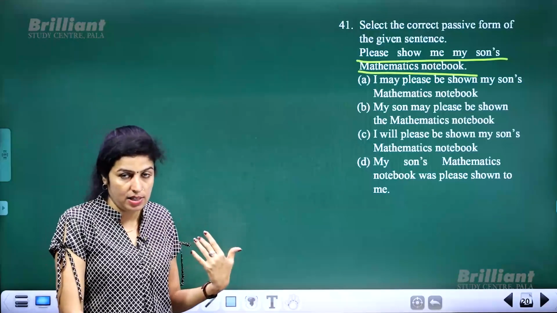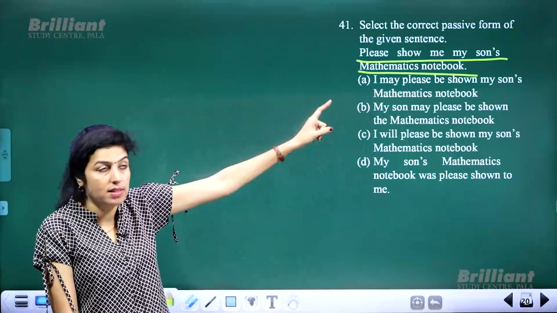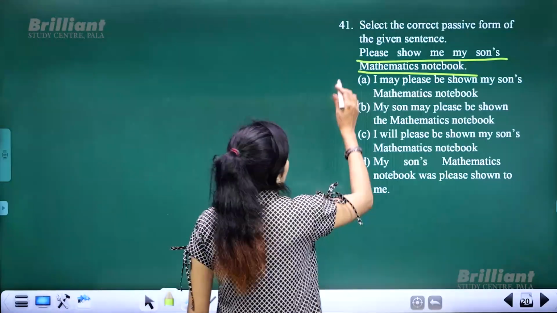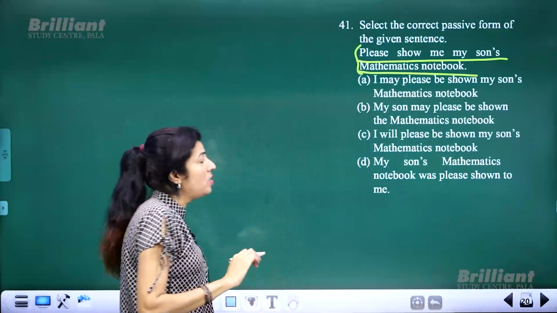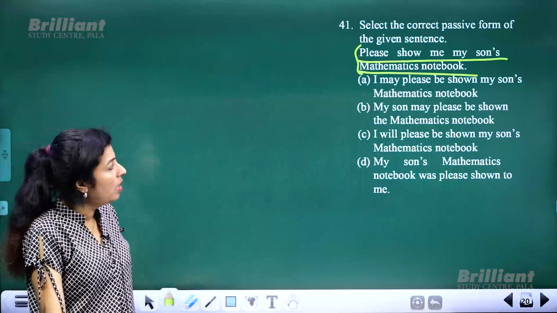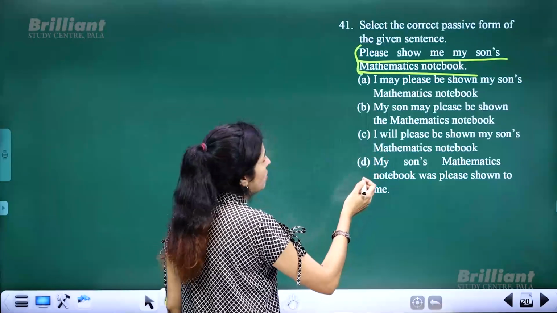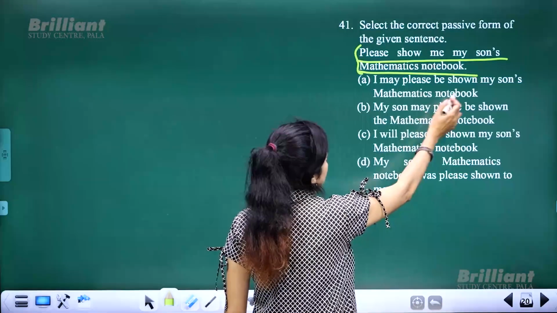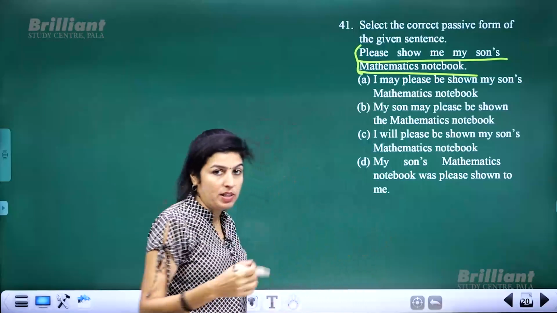To make it active, you can use, here it is passive voice. This is active voice, and find out the passive one. So, please show me my son's mathematics notebook. Which option is the correct one? Let us read all those options. I may please be shown. This could be taken. Let us see the next option if we have a better one.